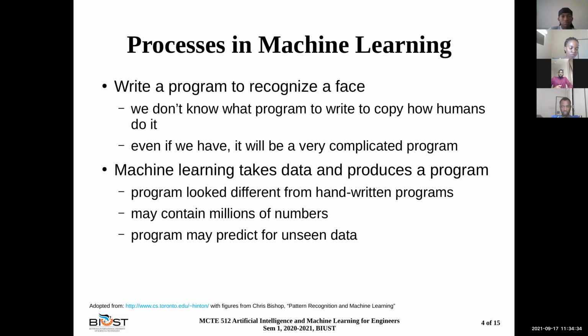So for example, there are processes in machine learning. We write a program to recognize a face, okay? But we don't know what program to write, or how to copy how humans do it. Even if we have, it will be a very complicated program. So how do you write a program to recognize a face? Without any prior knowledge of machine learning, how do you write a program to recognize a face?